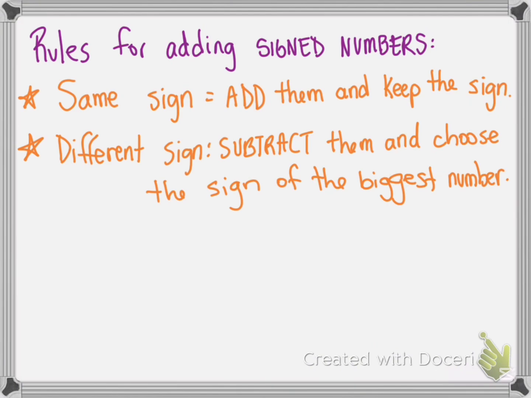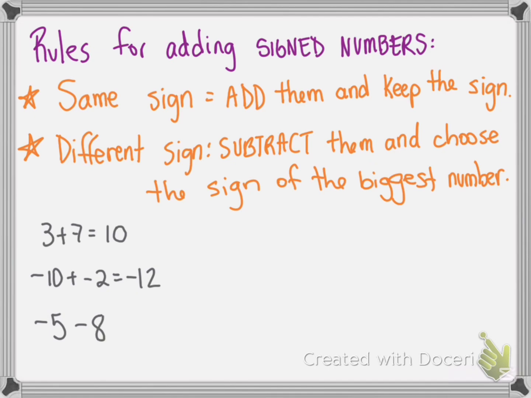Now you might be trying to remember what are the rules for adding signed numbers, so I have them here for you. Remember that if you have the same sign, then what we have to do is add them and keep the sign. So for example, if I have 3 plus 7, I add them and keep the sign. That's 10. If I have a -10 plus a -2, they're both negatives, so we add them and keep the sign. That's -12.